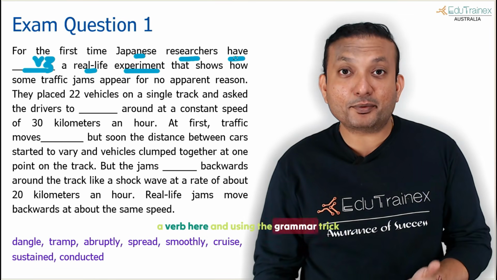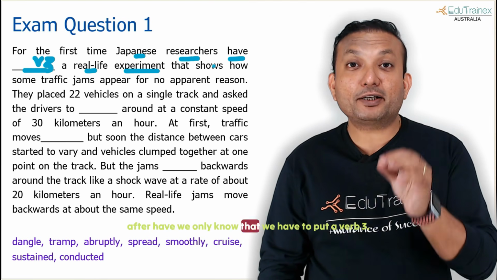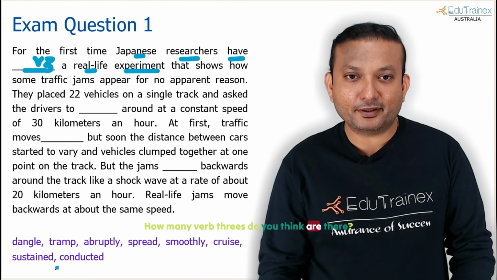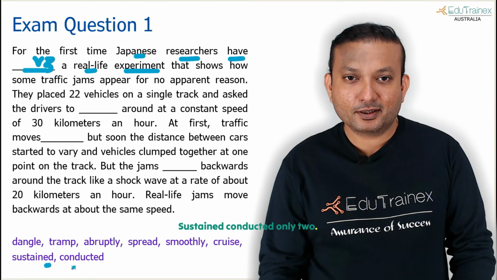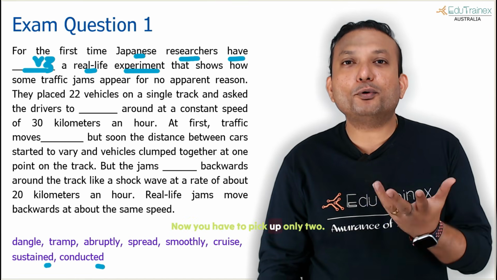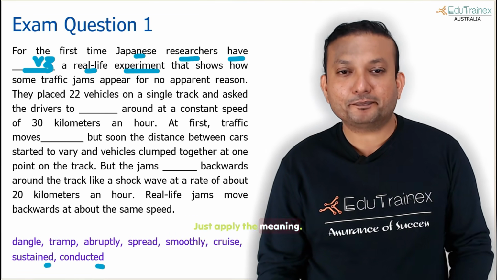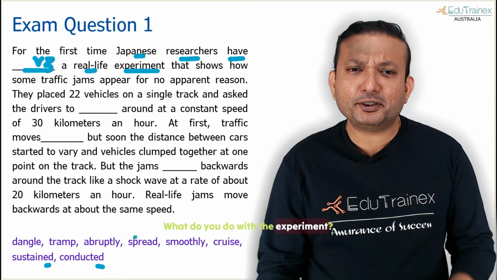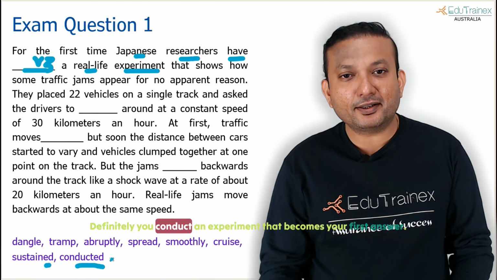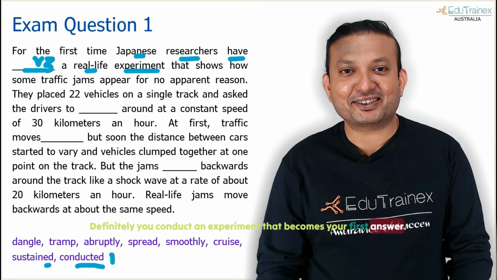And using the grammar trick, after have, we only know that we have to put a verb 3. How many verb 3s do you think are there? Sustained, conducted, only 2. Now you have to pick up only 2, just apply the meaning. What do you do with the experiment? You sustain an experiment or you conduct an experiment? Definitely you conduct an experiment. That becomes your first answer.